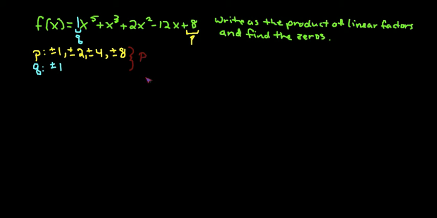So our possible rational zeros are just plus or minus 1, plus or minus 2, plus or minus 4, and plus or minus 8. So that gives us all of our possible combinations to work with here. So we're going to set this one up, and I'm going to set it up using, like we've done before, our synthetic division.